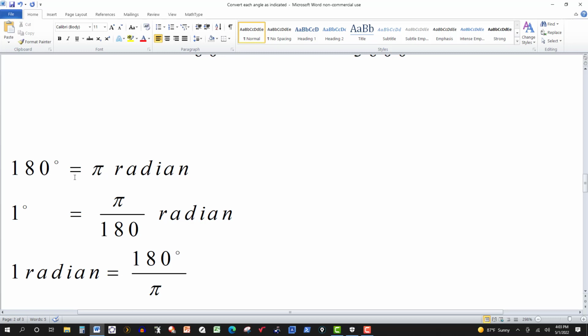180 degrees is equal to pi radians. So I break up this 180 into 180 times 1 degree. 1 degree then will equal pi over 180, and that's in radians. That's one conversion. Or I can divide by pi in the first one. 1 radian is equal to 180 degrees over pi.